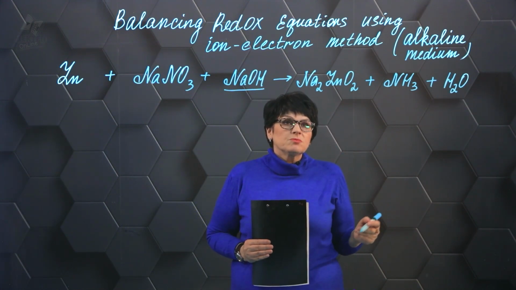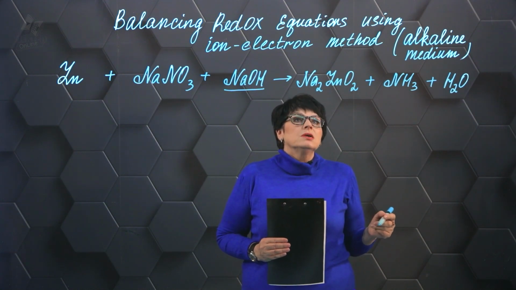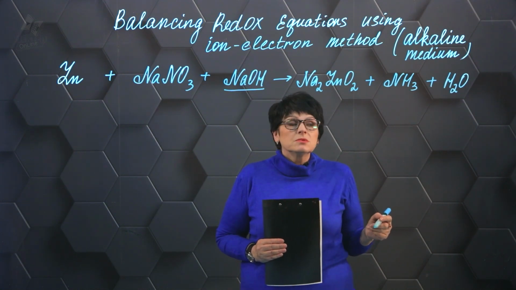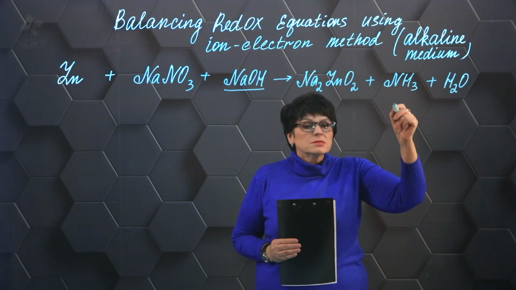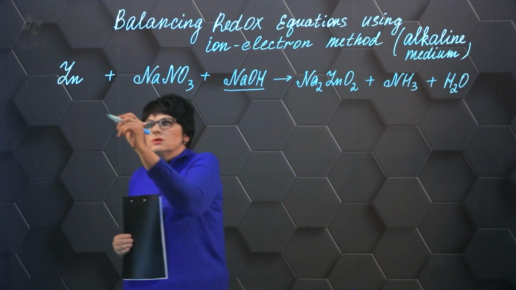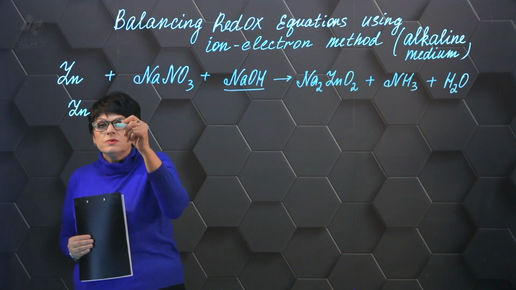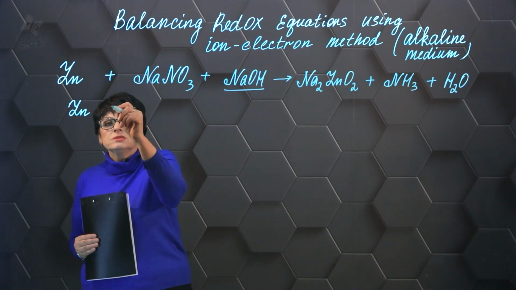Sodium salts are all soluble, so sodium zincate will also decompose into sodium with charge plus and zinc O2 with charge 2 minus. Ammonia is a gas that does not dissociate in water, it is a weak electrolyte. Thus we have the equation in molecular ionic form.